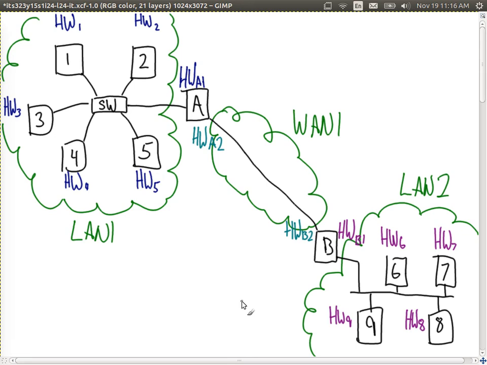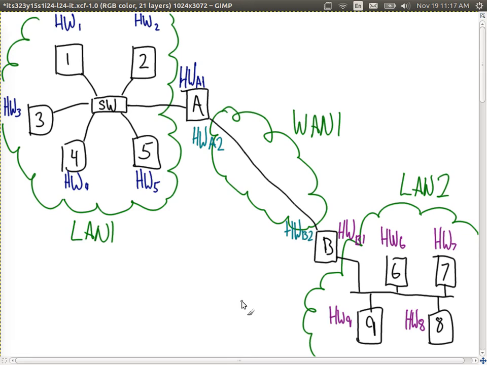What path are we going to take to get to 8? There's only one possible path, isn't there? We're going to send via the switch to A, and then A should send to B, and then B should send to 8. Right? That's the path we're going to take. Let's look at the addressing.